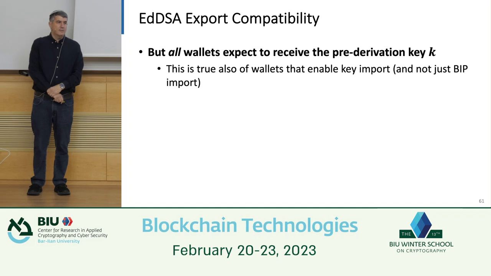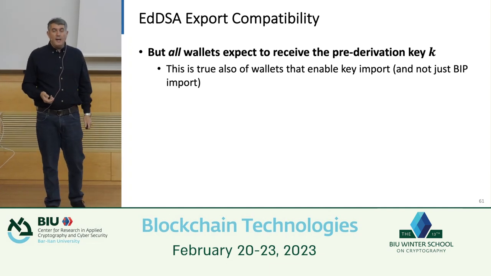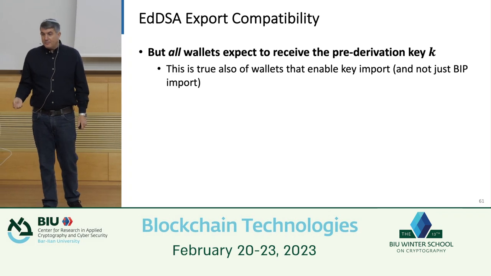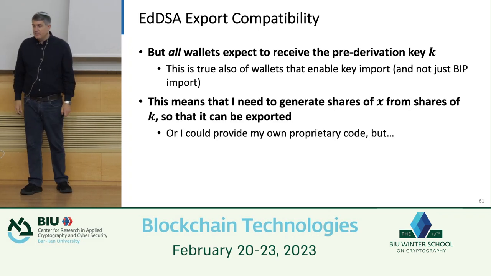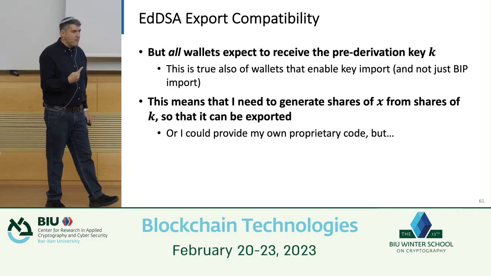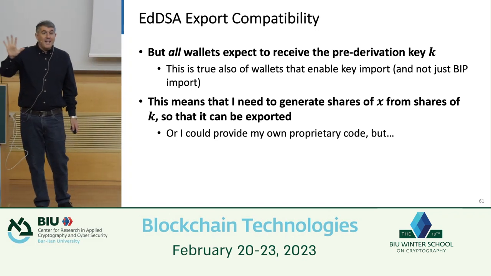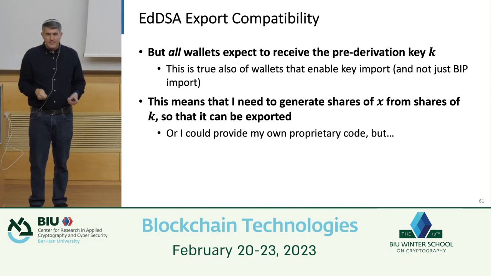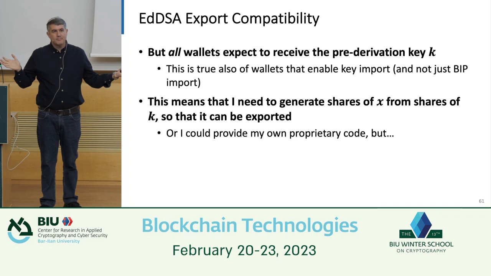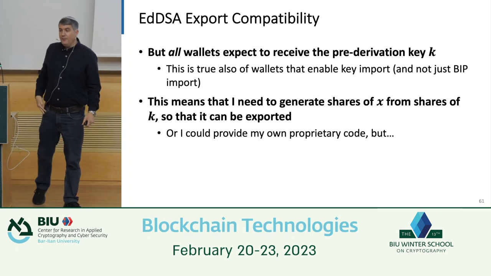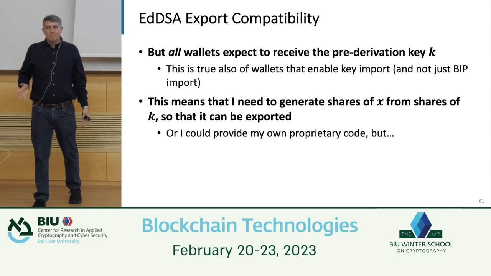Because all wallets, and I mean all wallets, expect to receive the pre-derivation key K, and not because they're idiots, but because that's what the standard actually says. The key is the pre-derivation key, and that's what they use. They don't use the X that comes afterwards. So if I want to generate an X in MPC for an MPC-based EdDSA, and I want to be able to export it so that it can be used by any other code, I'm not talking about something full BIP39 compliant, just enabling someone to input this into an OpenSSL implementation of EdDSA, I can't. I could provide my own proprietary code and tell the customer, if you want to sign here, you can sign using this proprietary code. They don't really like that.